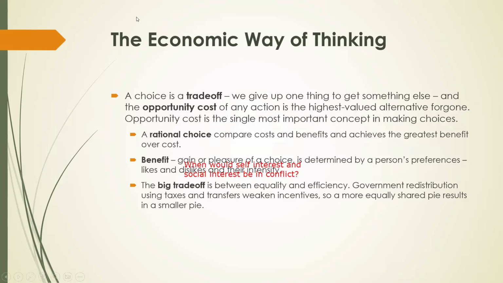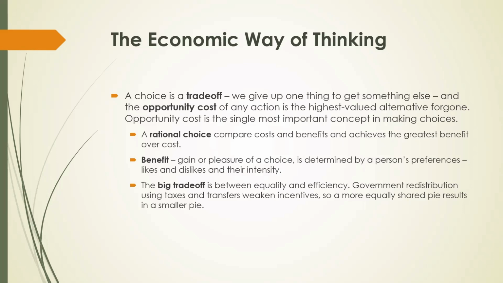The economic way of thinking: each choice is a trade-off. We give up one thing to get something else. The opportunity cost of any action is the highest valued alternative forgone. The opportunity cost is the single most important concept of making choices. The rational choice compares costs and benefits and chooses the greatest benefit over costs. Benefit is the gain determined by our preferences. And a big trade-off is between equality and efficiency.